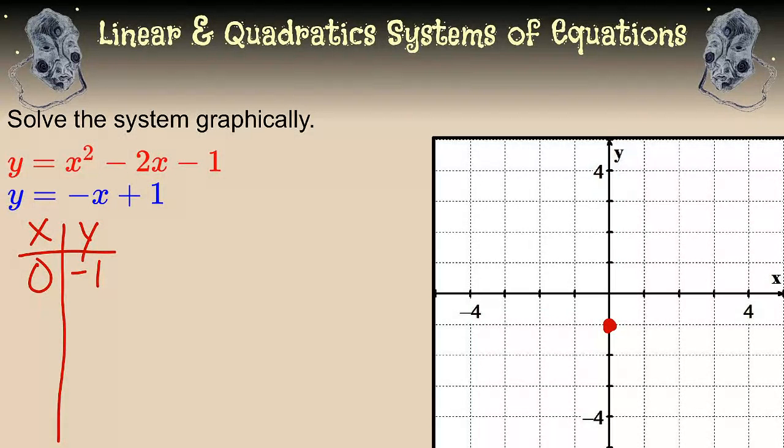So I'm going to plug in a +1. So we plug in 1 there and 1 there. 1 squared is 1. Minus 2, because 2 times 1 is 2, so minus 2. So all of that is -1. -1 minus 1 is -2. So now we can add the point 1, -2.